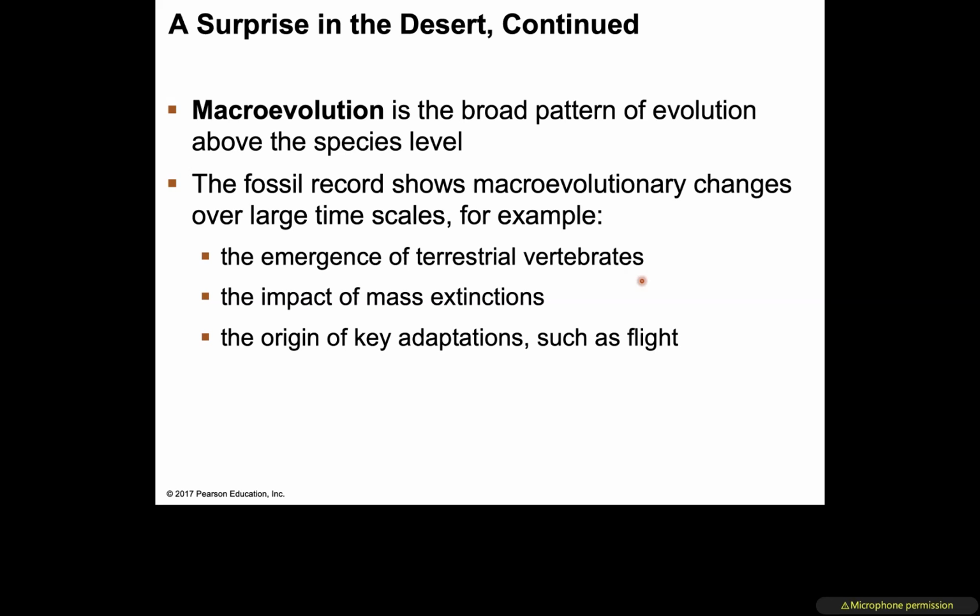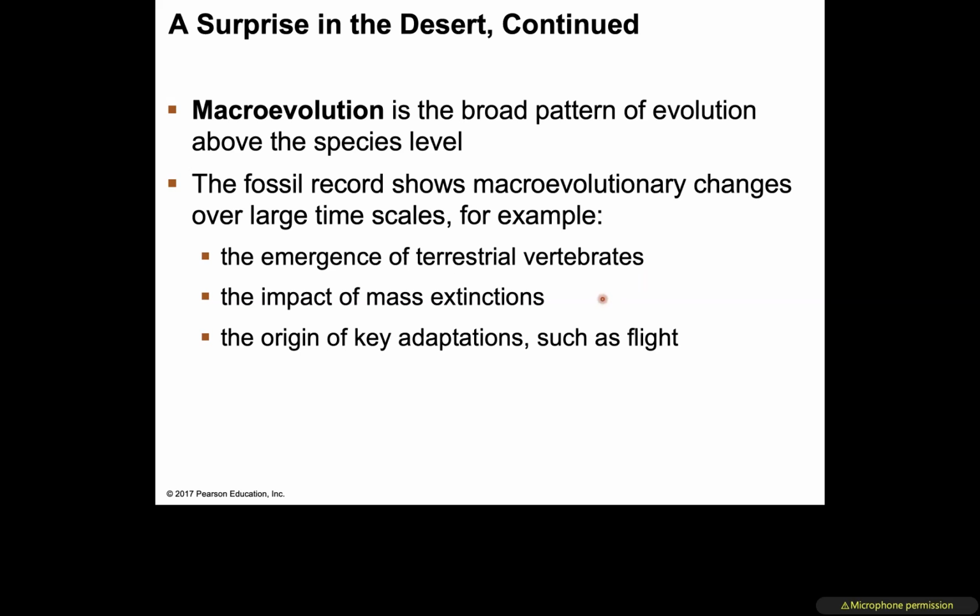You also get to see the impact of mass extinctions. Throughout the fossil record, you see large changes and then a lot of organisms becoming extinct and basically disappearing from the fossil record after a specific time.